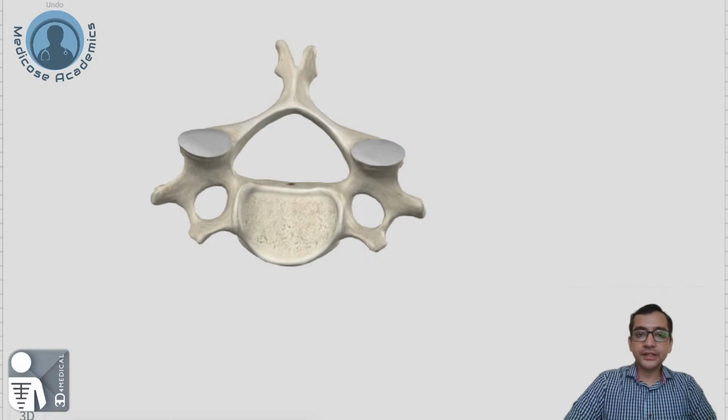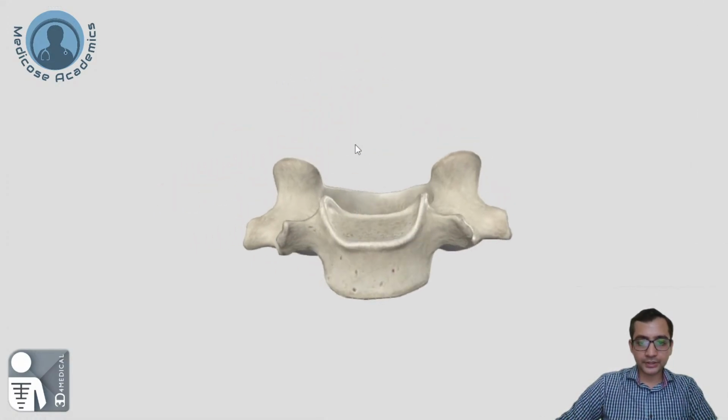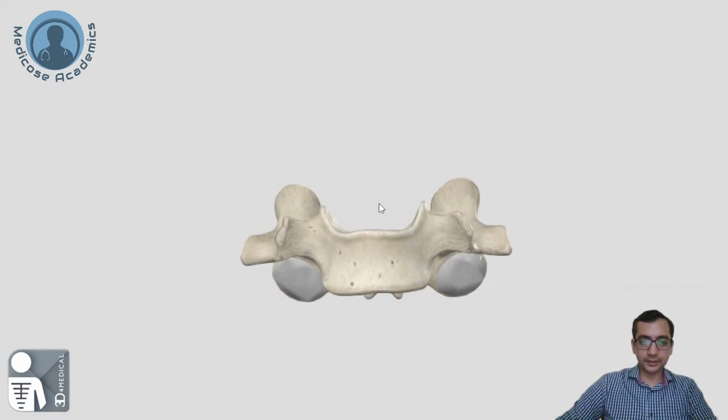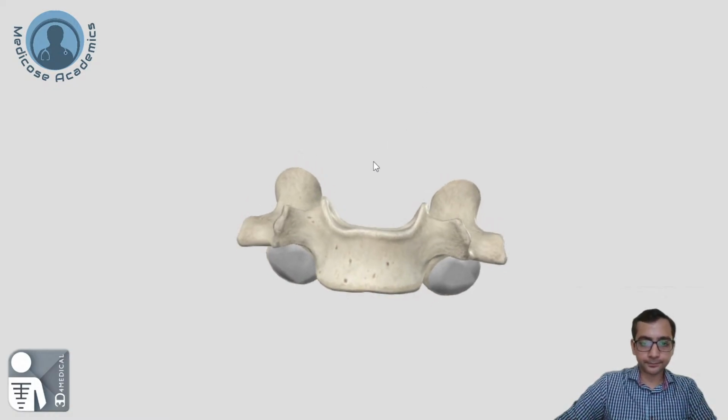Okay then. So we did the transverse process. That was the most difficult one. The rest is smooth sailing from here. Let's remove everything and scan in the position right now. Let's look at the other structures.